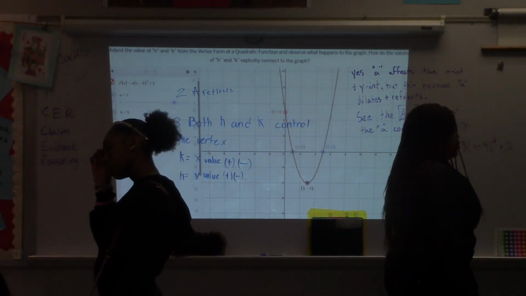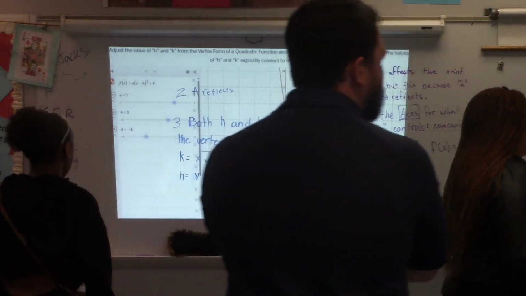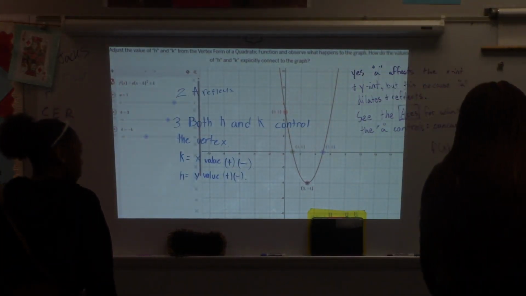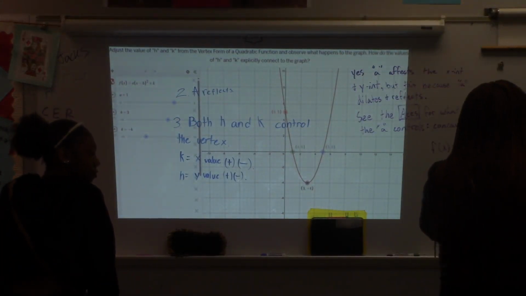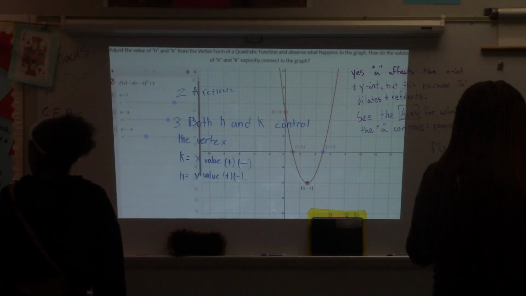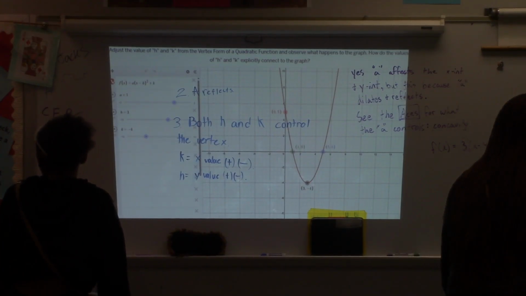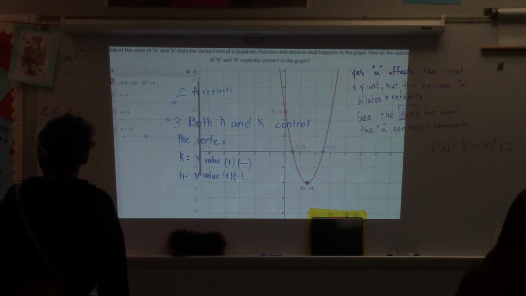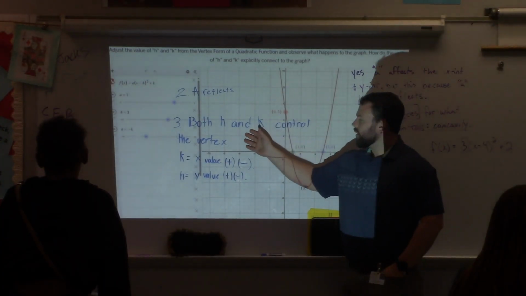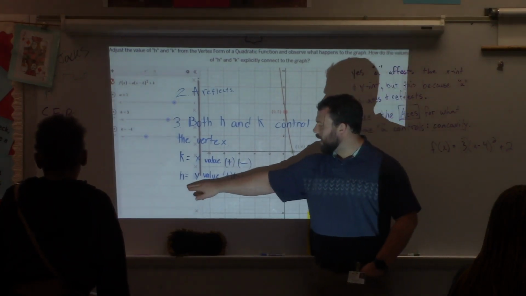Pretty good start. So once again, just like before, do h and k affect more than one thing? Yes, 100%. We even talked about it before I said go. I told you the only thing it's not going to affect is the concavity. Because what does affect concavity? A is the only thing that affects concavity. So when I look up here, h and k control the vertex.